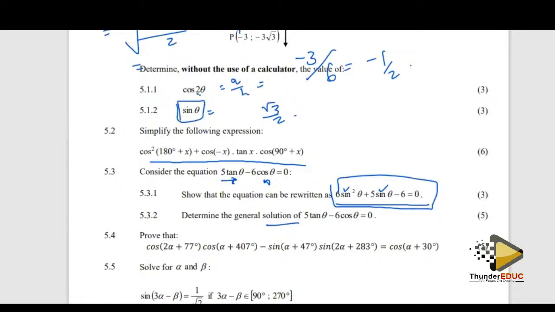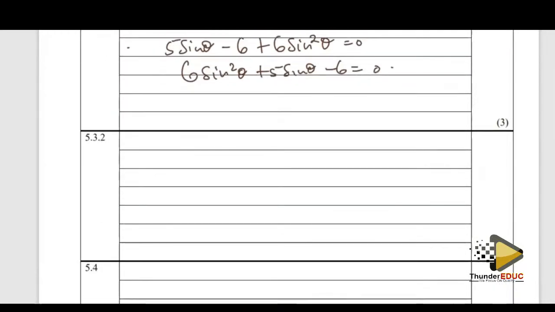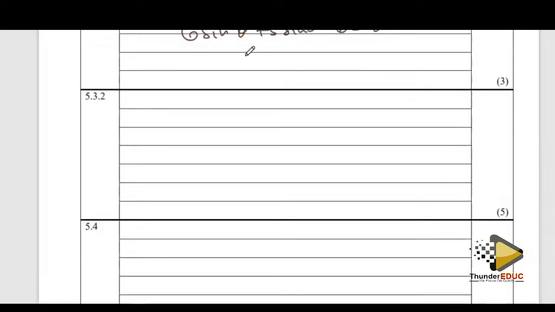Then they want us to determine the general solution. So with general solution, since we've already changed these to just one trig ratio, we can use the quadratic formula to determine our reference angles. Or we could just factorize it out, whichever one would be quicker and easier. Okay. So if we use the quadratic formula, that's going to be our A, that's our B, and that's our C.